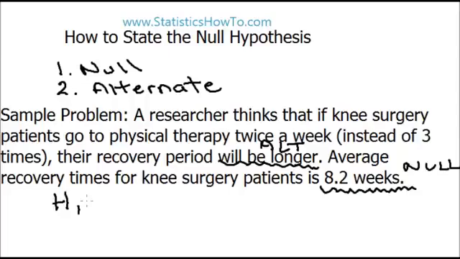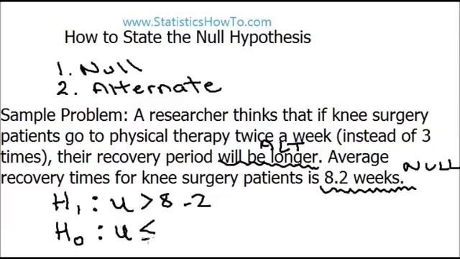So H sub 1 stands for the alternate hypothesis. The average, mu, that's the mean, is greater than 8.2. Now if this is true, then the null hypothesis has to include everything else. Well, mu is greater than 8.2, so everything else would be mu is less than or equal to 8.2. So our null is mu is less than or equal to 8.2.